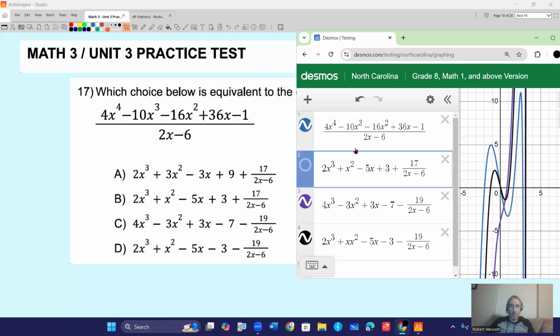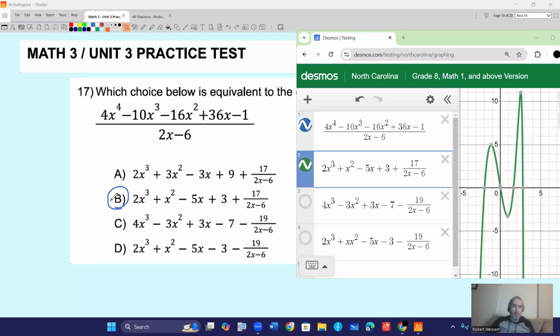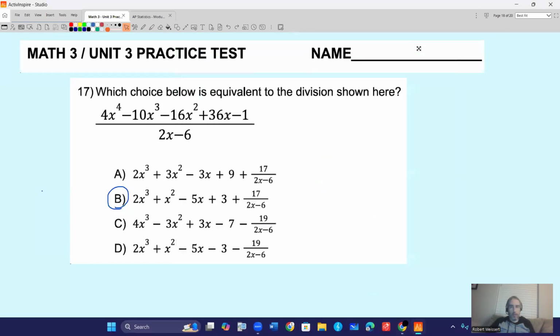So you'll notice the only one that matches up with the original function is going to be this one here, with the 2x cubed plus x squared at the start, answer choice B, with the remainder of 17. So that one actually gives you an answer. So that's going to be your answer. Now stick around if you want to see how to do it with long division, but if you're cool doing it like that, that's fine with me.